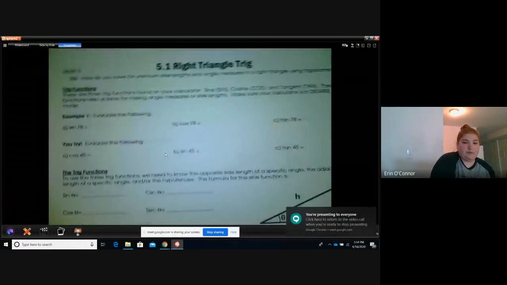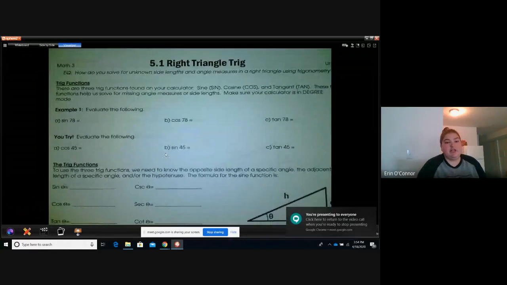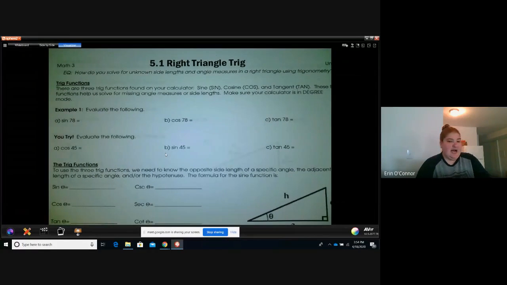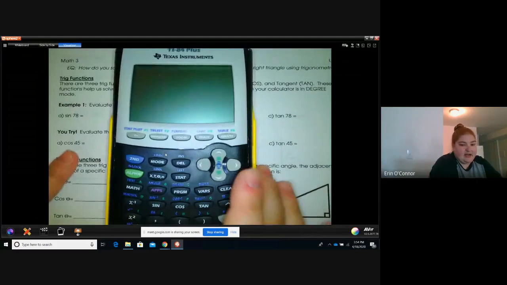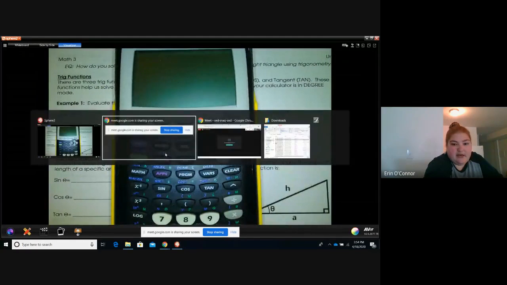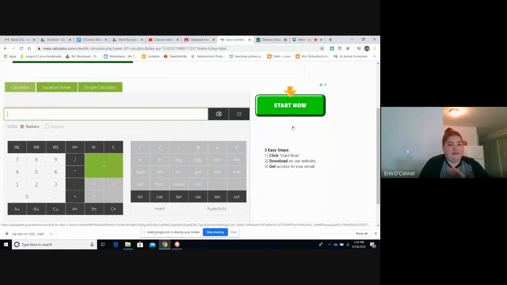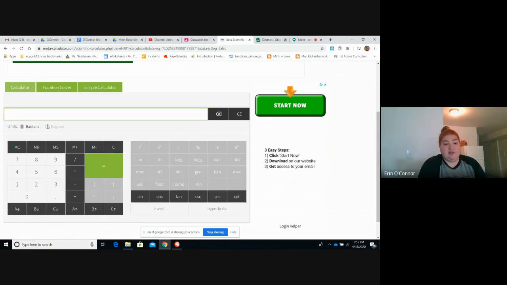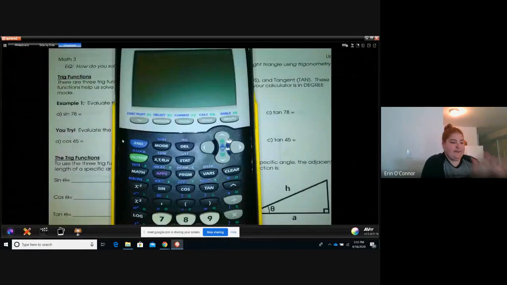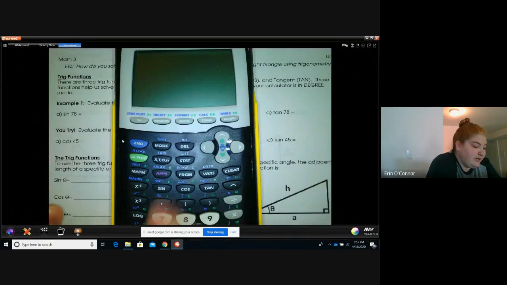And here we go. So trig functions. There are 3 trig functions found on your calculator. And I have my calculator here. I also have a calculator shared with you guys. This is the calculator right here. You're welcome to either use a graphing calculator or this. The reason we're not using Desmos right now is Desmos is always in radians because higher math generally uses radians. So we want to use degrees right now, hence why I gave you this calculator. So if you're using the calculator on the screen, use degrees. If you are using this calculator right here, you're going to have to put it into degrees mode.